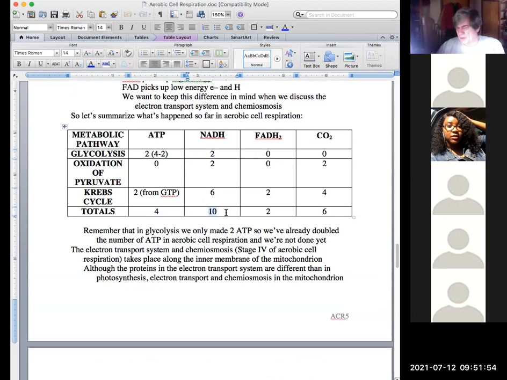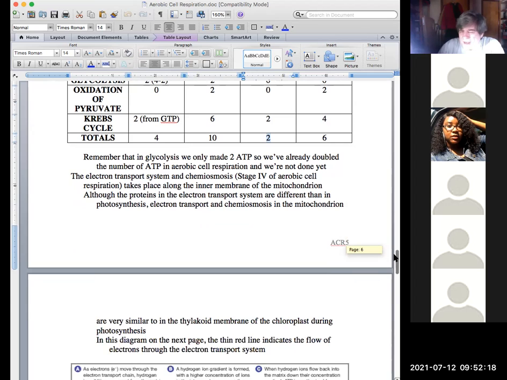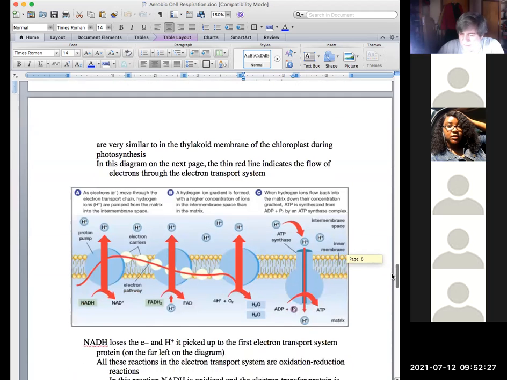Now, we've got to find some way, though, to solve the problem that we had back in glycolysis. Notice we've got 10 NADHs. So if we don't do anything, all our NAD pluses are going to end up with hydrogens on them, and everything's going to grind to a halt. We don't have any more NAD pluses to pick up hydrogens. And the same thing is true with our FADs. They're all going to be full of hydrogens.